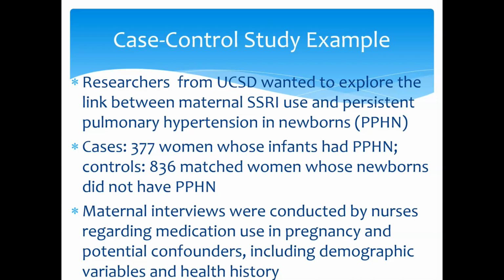So researchers from UCSD wanted to explore the link between maternal SSRI use and persistent pulmonary hypertension in newborns. So they had 377 women whose infants had the disease. The control, they matched 836 women whose newborns did not have the disease. They did maternal interviews to determine the medications used in pregnancy and potential confounders, including demographic variables and health history. So, using the blank grid in your notes, please complete it for this study. You can pause the video right now while you're doing that.